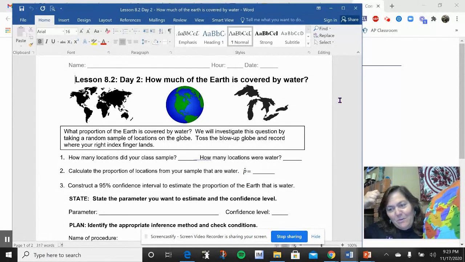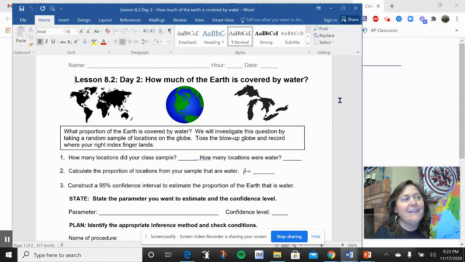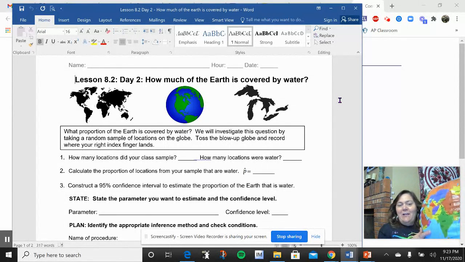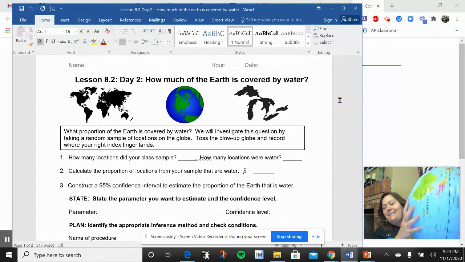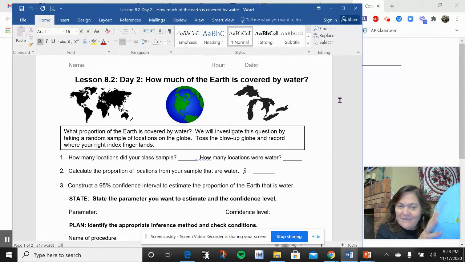So in order to be prepared for today, I had my son help me out, and I tossed this ball 100 times. Yes, 100 times for our sample. So if you want to go to question number 1, how many locations did your class sample? Well, Mrs. Straub took care of tossing this ball 100 times and recording where my index finger fell. And how many locations were water? It was 61. So 61 water, 39 land.